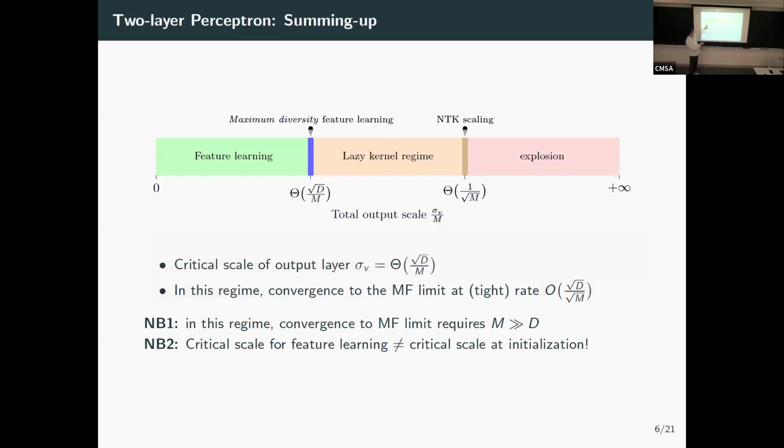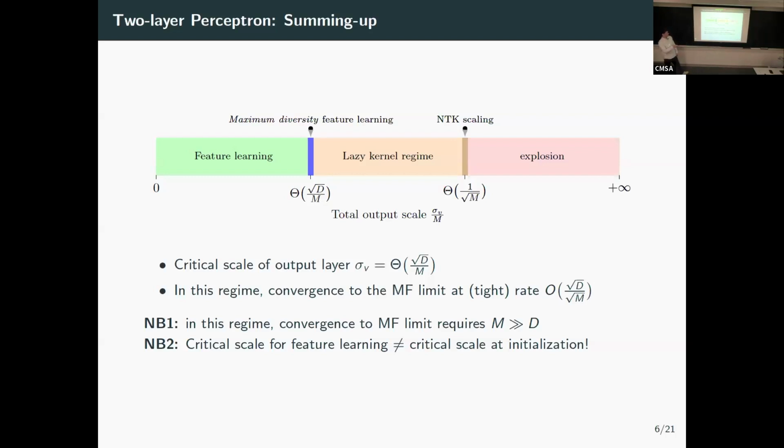We have, as a function of sigma v over m, the total output scale, this phase of feature learning, then some critical scale corresponding to the maximum diversity feature learning, by which I mean that there is the maximum randomness at initialization. I remain informal with respect to this notion of diversity. And then when we increase the scale, we go to this lazy kernel regime, then the NTK regime, and explosion.